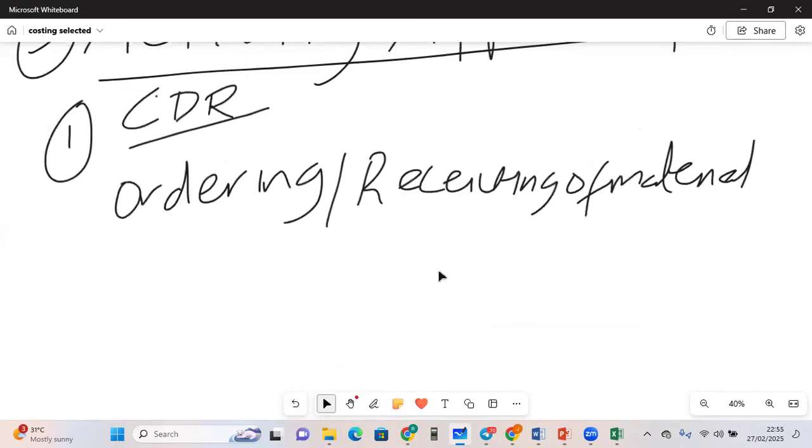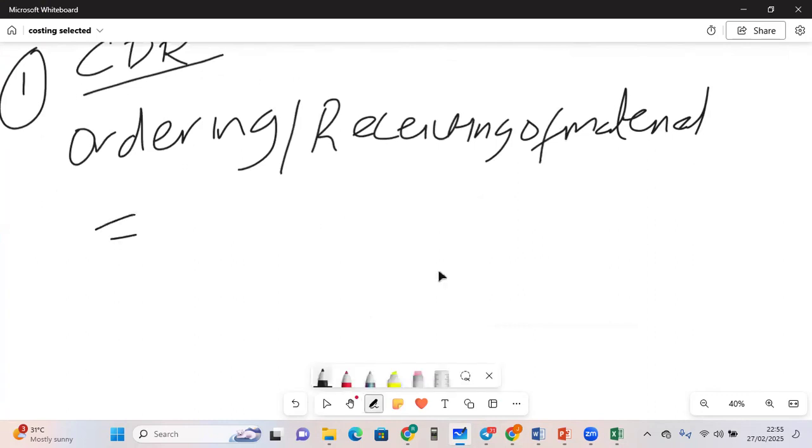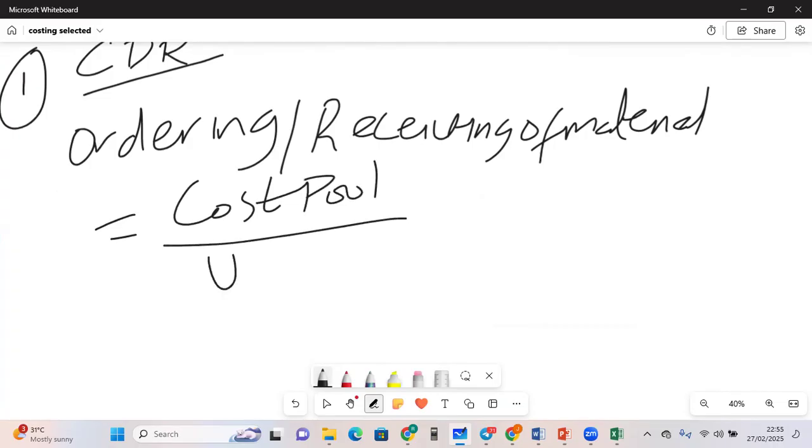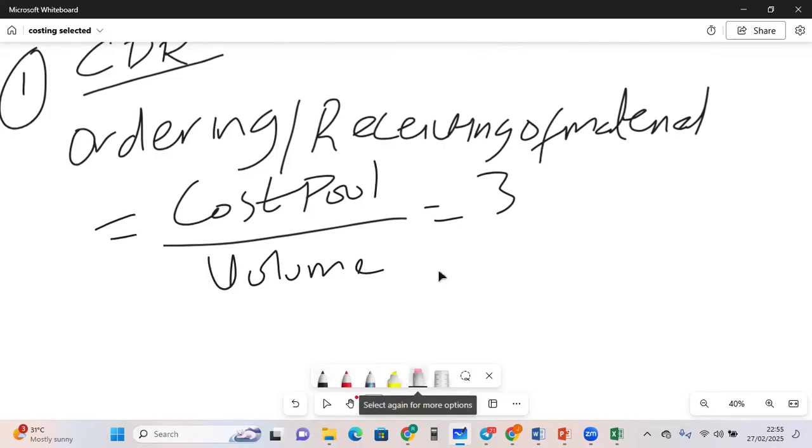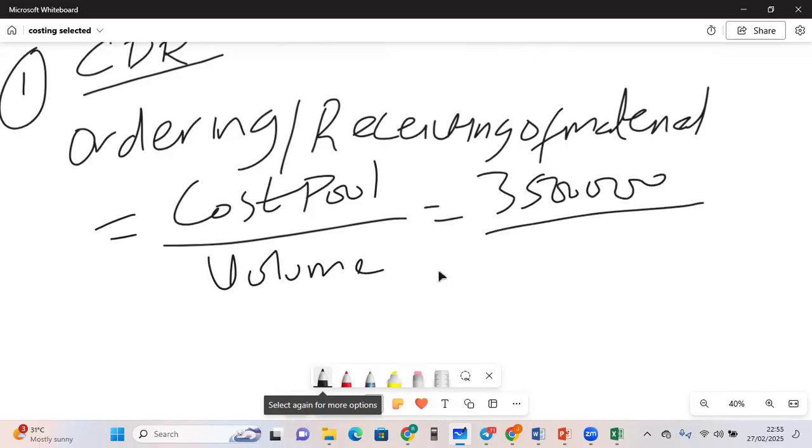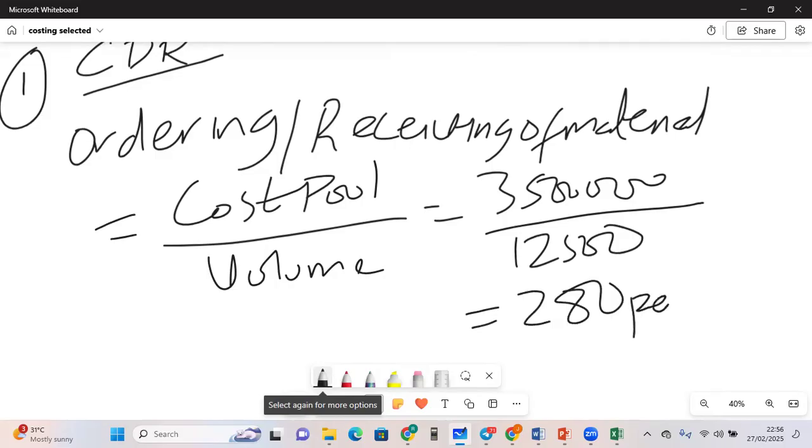So it is cost pool over volume, 3.5 million all over 1,500. There I get 280 per order.